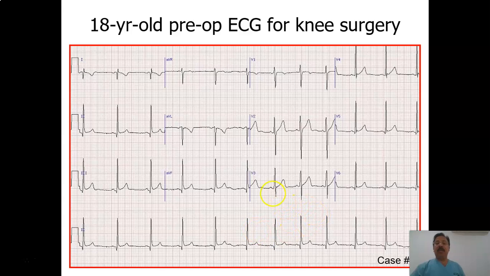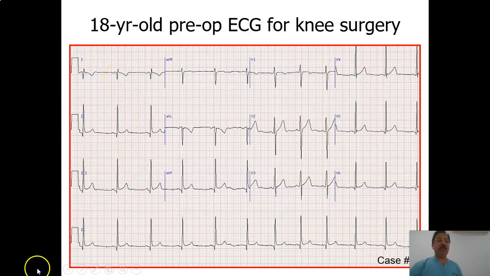Okay, so case number 8. This is an 18-year-old's preoperative ECG for knee surgery. Look at the ECG as a whole. From a distance, it looks okay, but if you focus on lead 1, there are negative QRS complexes. They should not be, and there is an inverted P wave also. So something is wrong in this ECG.